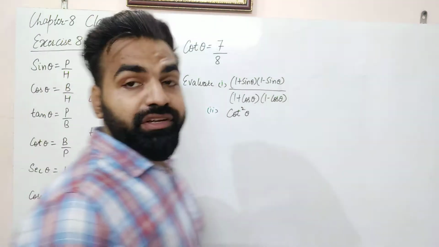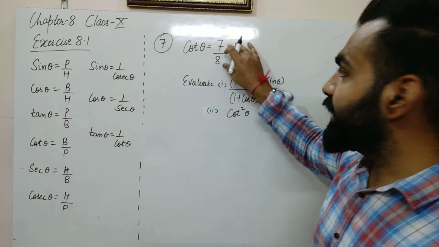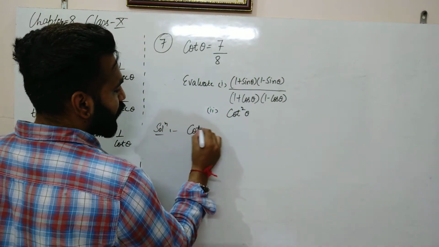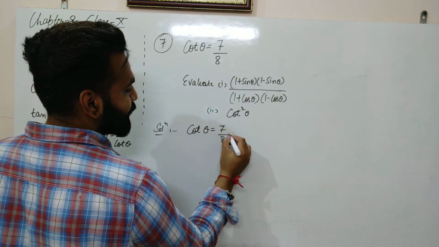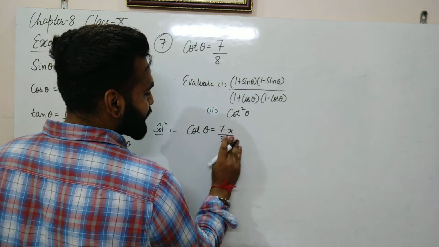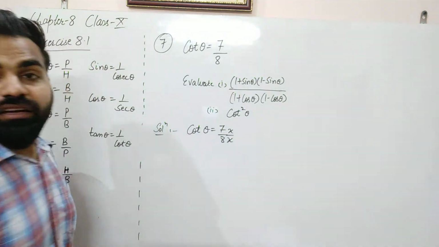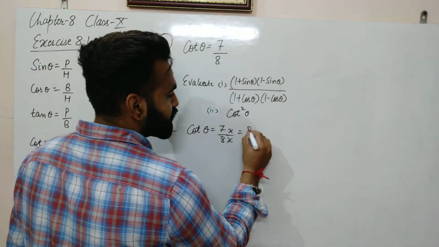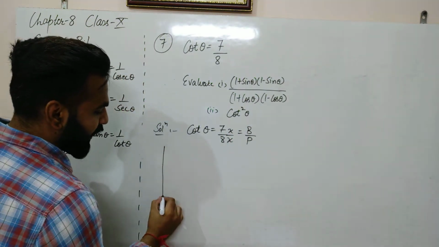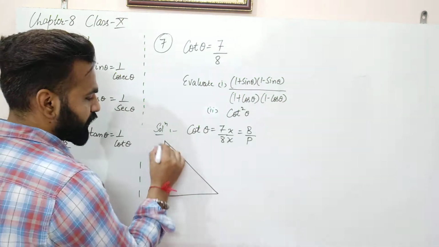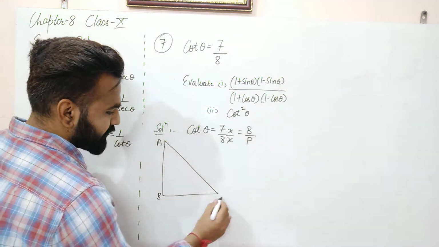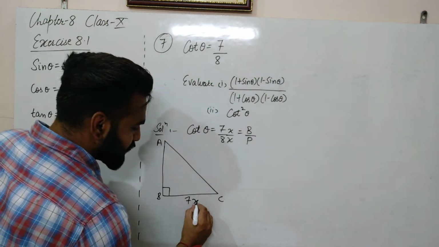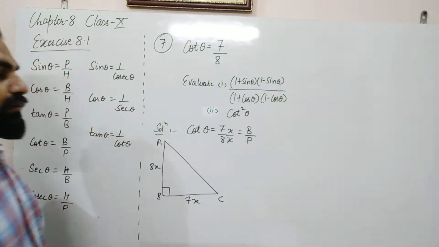Let's see question number 7 now. Cot theta is given 7 by 8. So solution. Cot theta is 7 by 8. That means 7x by 8x, because this is the ratio of the two sides. And what is cot theta? B by P. So we will construct a triangle here. Let us say this is ABC, right angled at B, in which the base is 7x and this is 8x, the perpendicular.